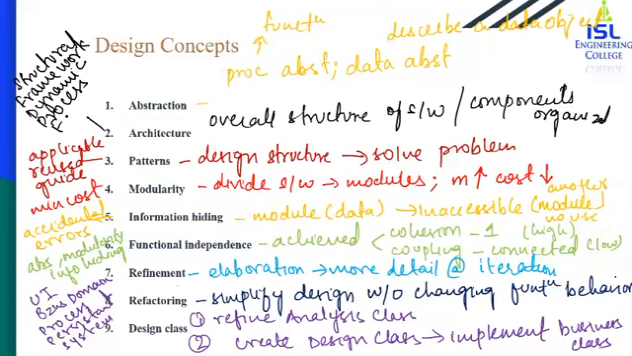Then the last one is functional models. These functional models are going to represent a functional hierarchy. Now for this architecture, you can use either one model or multiple models for defining an architecture. So with this, we finish the design concepts that are important for 5 marks.